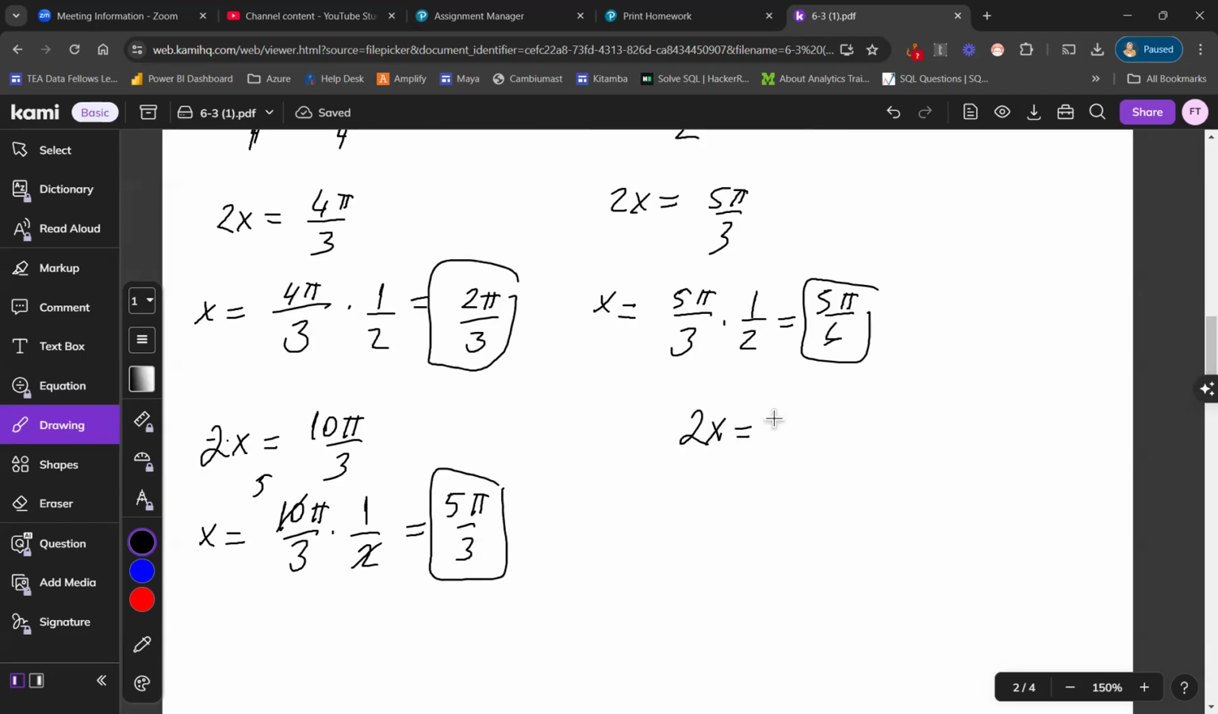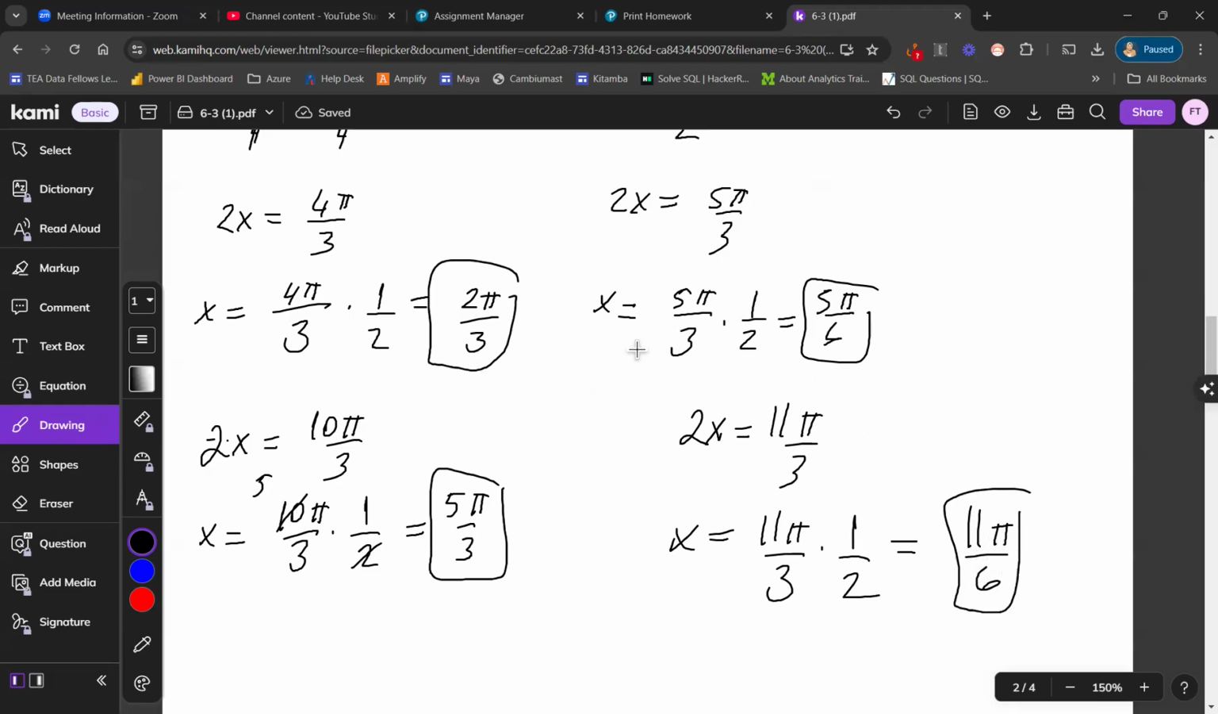And 2x will be set to 11 pi over 3. That makes our x value to be 11 pi over 3 divided by 2, which gives me 11 pi over 6. And this is the fourth solution to this last question in the homework.